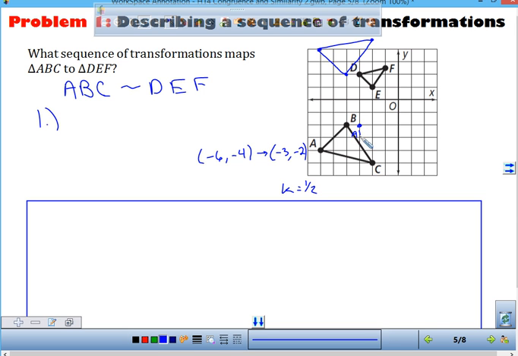Okay? B is at (1, 2), (-4, -2). B prime is going to become (-2, -1). And C is at (-2, -5), (-1, -2.5).